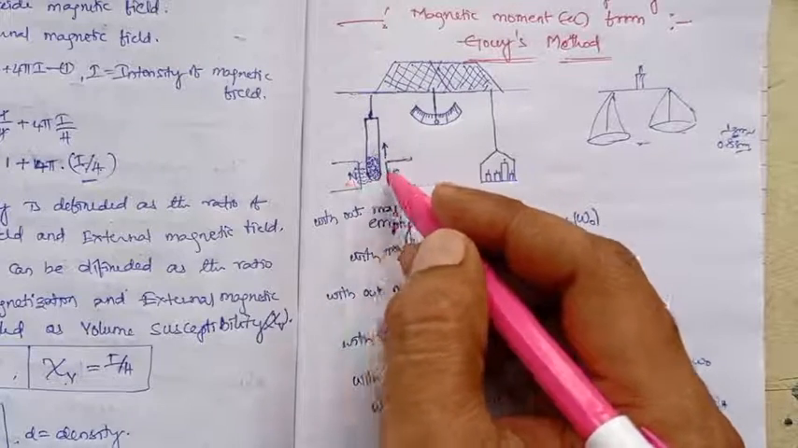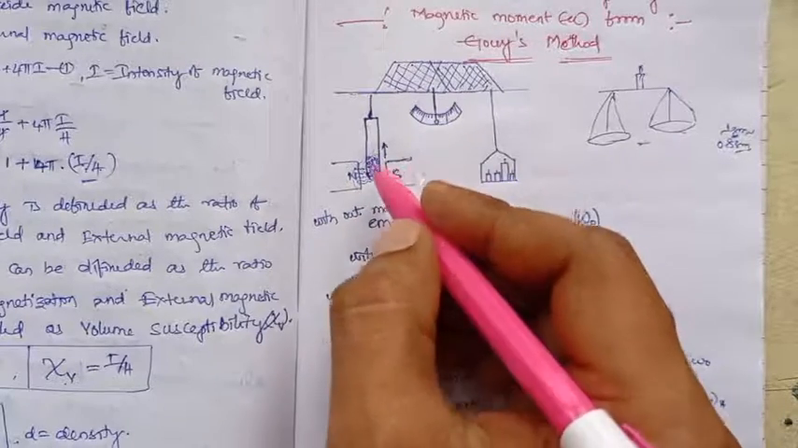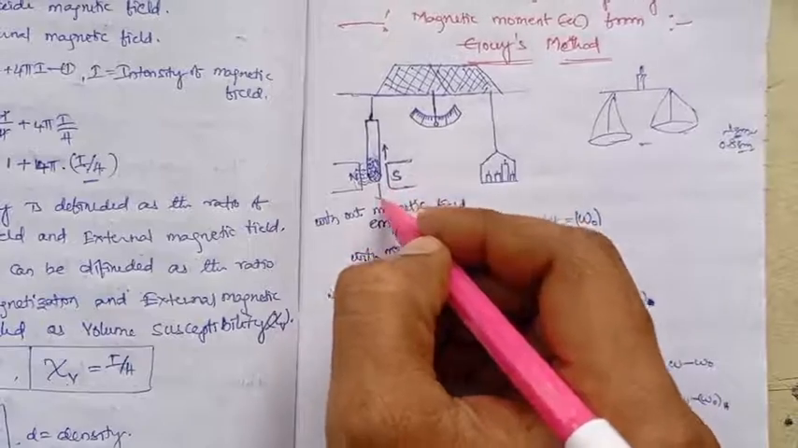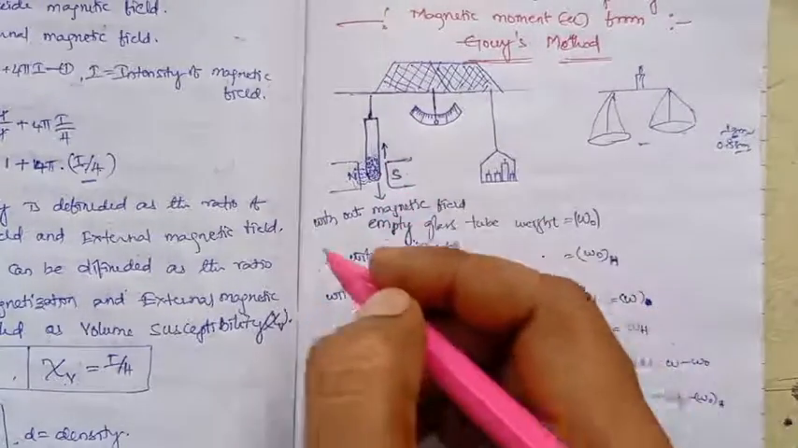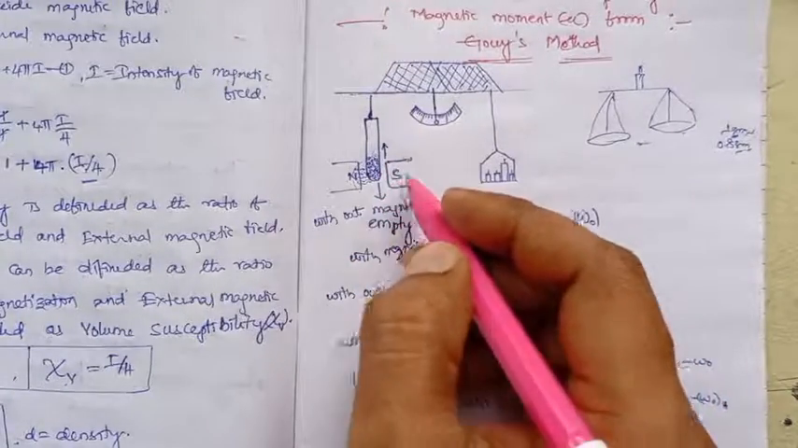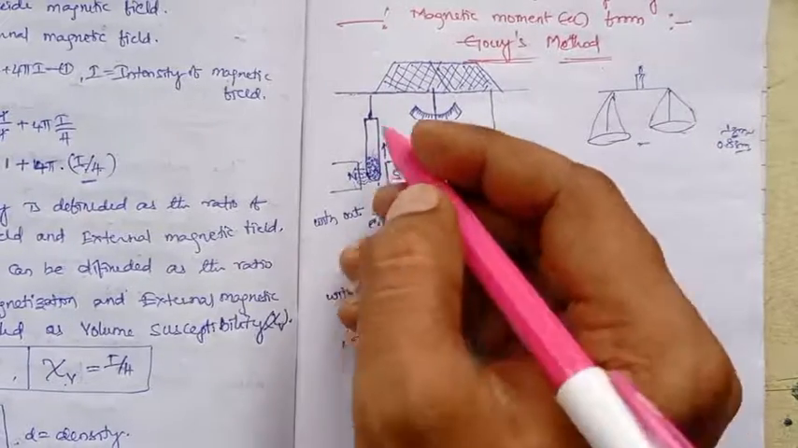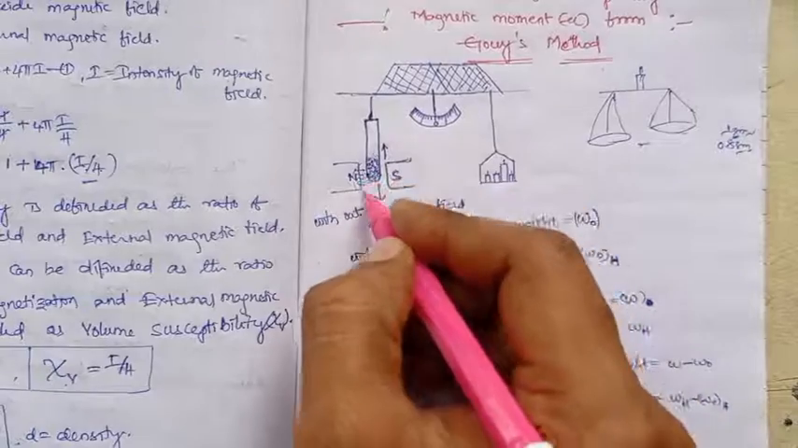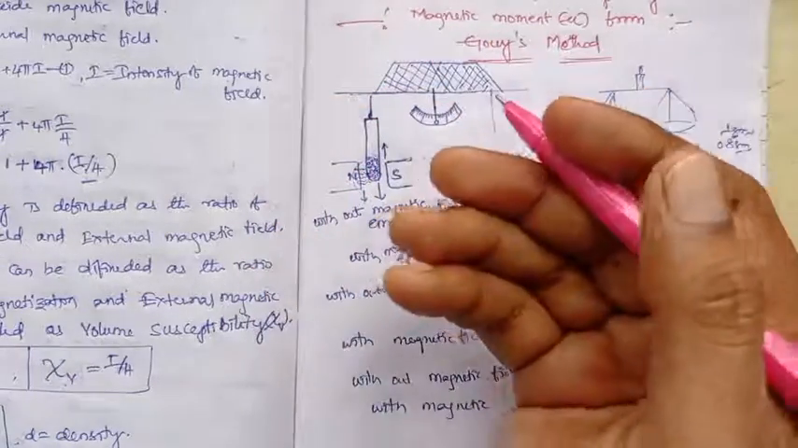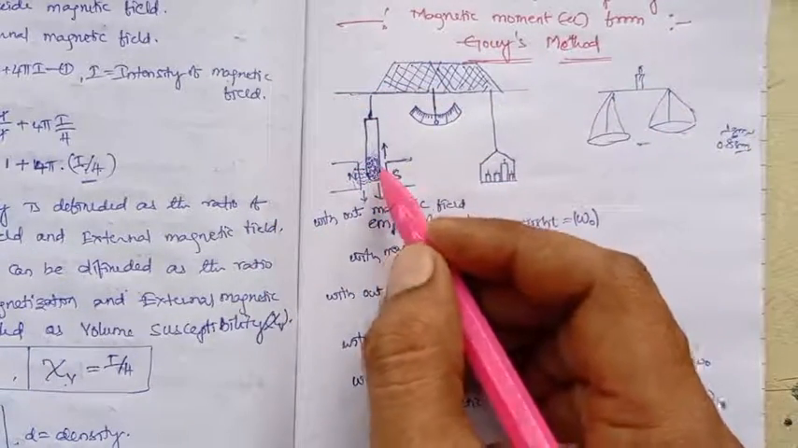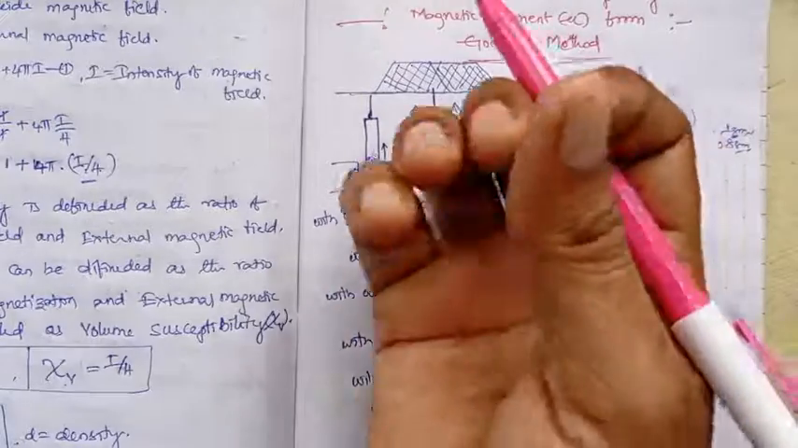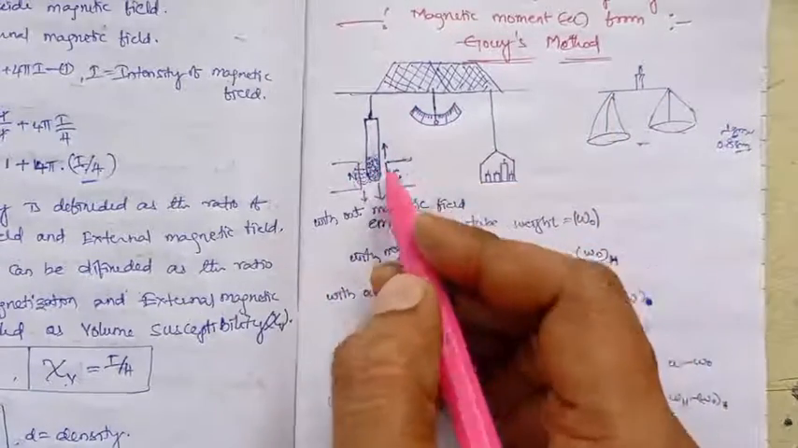While it is attracted by the external magnetic field, the substance will get forced towards the inner side of the magnetic field, right. Attracted by the magnetic field, it will have more weight for the paramagnetic substance, as it is attracted by the external magnetic field.